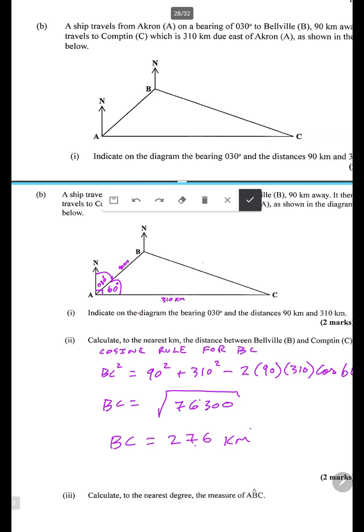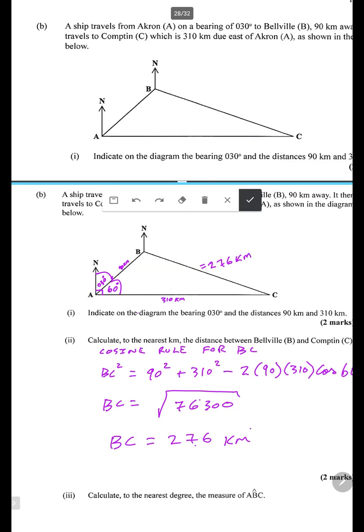And you put it on the diagram. This side is equal to 276 kilometers. As soon as you work out something, you put it on the diagram. All right, then now, next part.